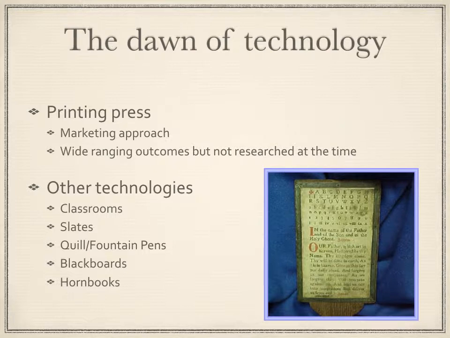Other technologies started to pop up around that time and onwards: classrooms. Classrooms at some stage were basically not in existence. They became a thing as the number of students increased. There was an idea, we'll put them in classrooms. Slates, which are basically like little blackboards that people could write on, gave an individualized approach to the learning process. Quills, fountain pens, the precursors to modern biros, modern pens.